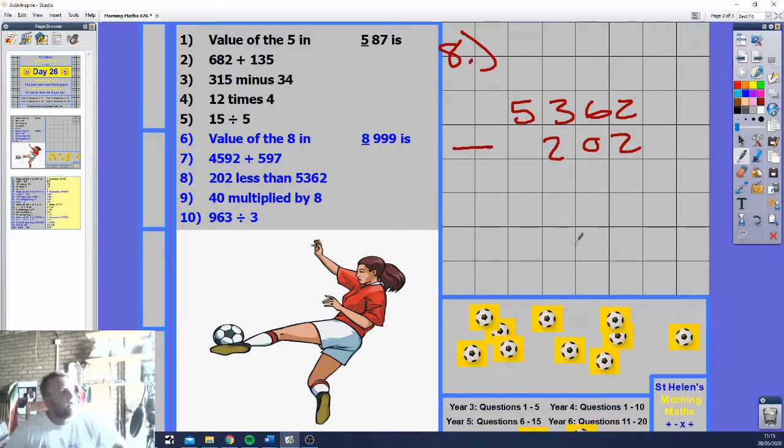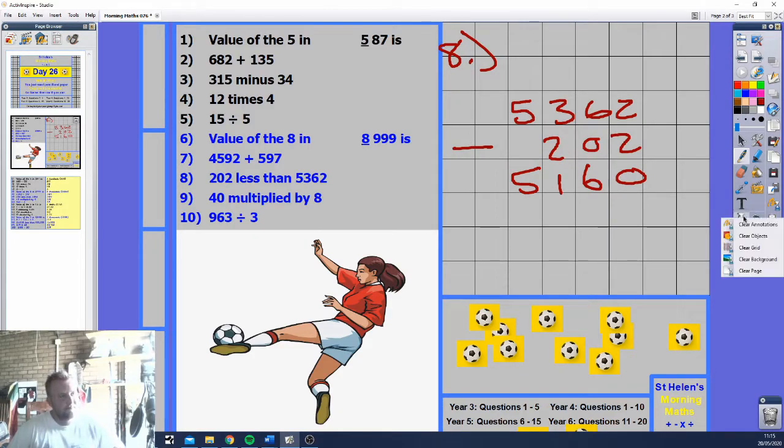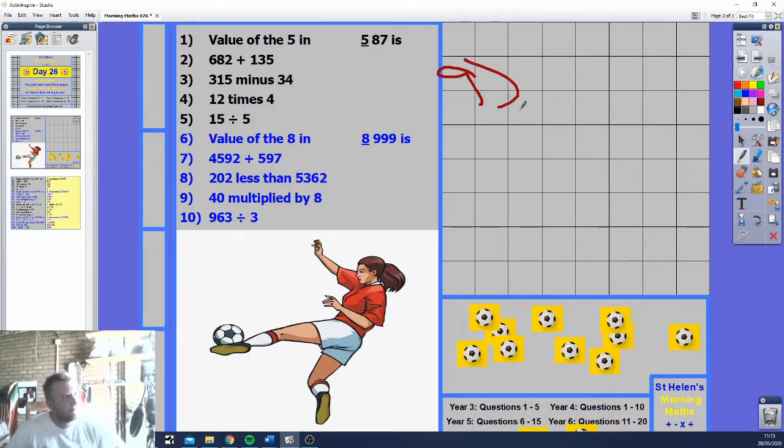Okay, there you go. There's number 8. I need to get used to putting the numbers up. 2 minus 2 is 0. 6 minus 0 is 6. 3 minus 2 is 1. And 5 minus 0 is 5. No borrowing whatsoever, so that's a nice and simple one to do. 5160. Remember to write number 9.